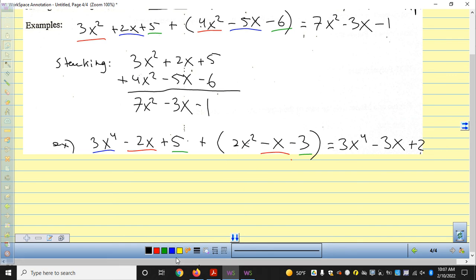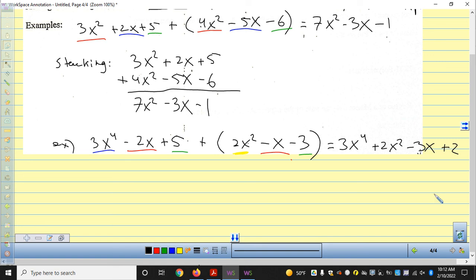Whoops, I forgot something. What do I do with this 2x squared? Is there an x squared to combine it with over here? No. So I just have to have it by itself too. And I write my answer in standard form. 3x to the fourth from here, the 2x squared from here, the negative 3x from combining the red ones, and the 2 from combining the green ones.